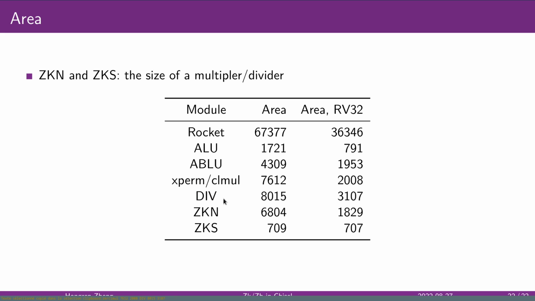And for ABLU, we can see that we doubled the size of the ALU, but considering that we have implemented many instructions, this area is acceptable. For the experimental carryless multiplication, its area is really high, but in the spec they said that it is expected that we take much area, so this is an acceptable result.